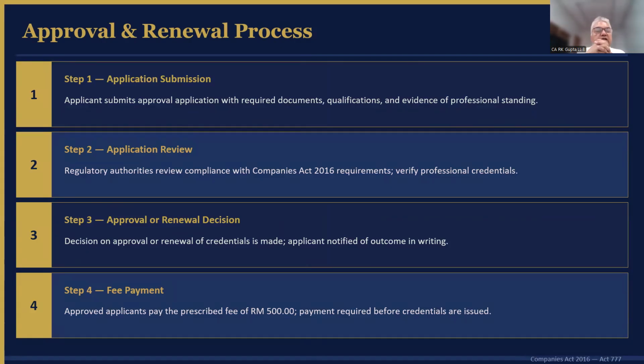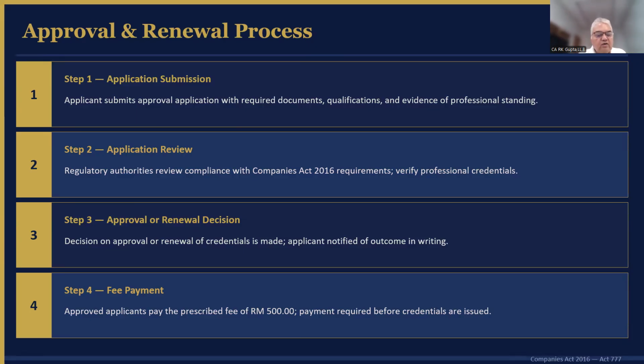Regarding the approval and renewal process. The first step is the submission of application by the applicant. The applicant submits the approval application with required documents, qualifications, and evidence of professional standing. Step 2 is the application review. Regulatory authorities review compliance with Companies Act 2016 requirements and verify professional credentials.